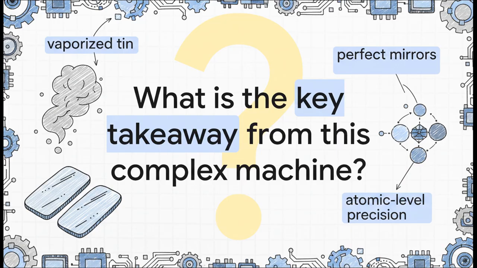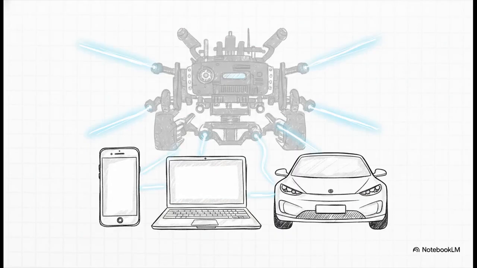So, okay, after this crazy dive into vaporized tin, perfect mirrors, and atomic-level precision, what's the big picture here? What's the main thing we should take away from all of this? I think it's this: the technology that powers our entire modern world, our ability to connect and create and compute, it's all built on a foundation of machines that are so complex they feel like magic. They are quietly performing feats of engineering that seem totally impossible, not just once, but millions and millions of times a day, hidden away in factories you'll never see.